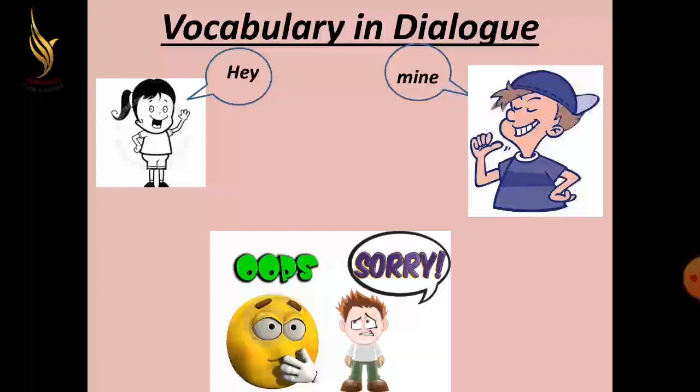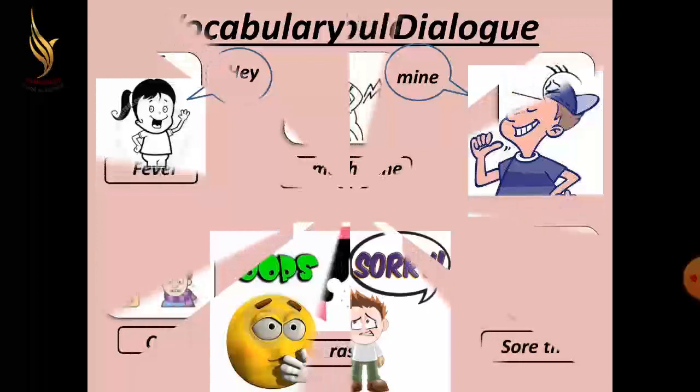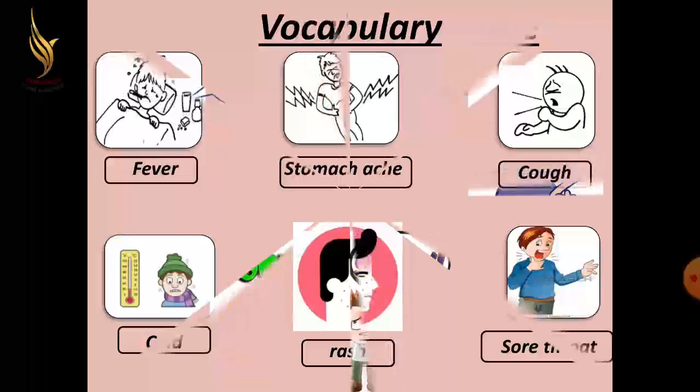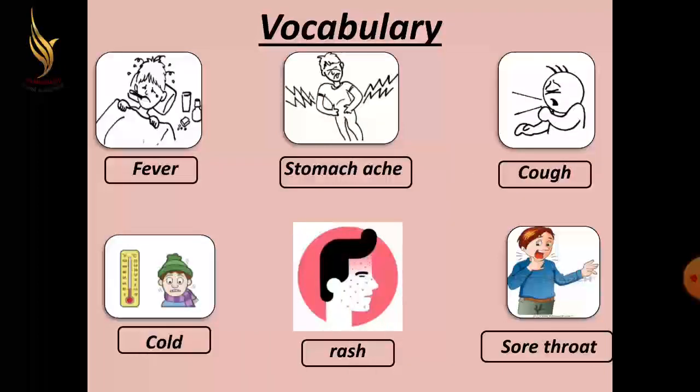Now let's move to the vocabulary in the unit. Number 1, the boy has a fever. You have a fever when you are very hot. After this, stomachache. You have a stomachache when you have a pain in your stomach. Cough. When air goes through your mouth, it's a cough. Cold. Usually you have a cold in winter, and that's the opposite of hot.